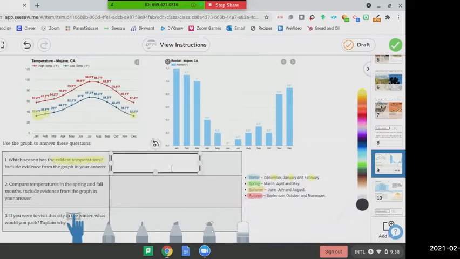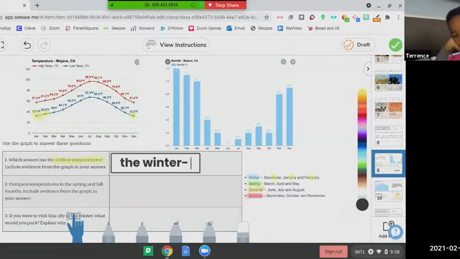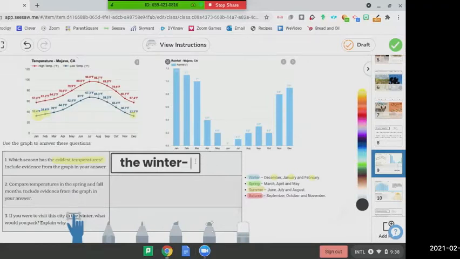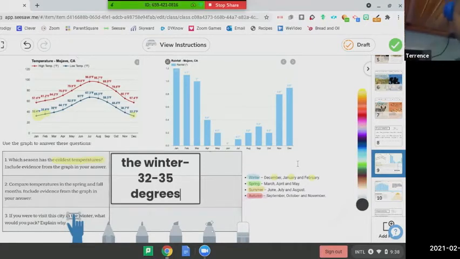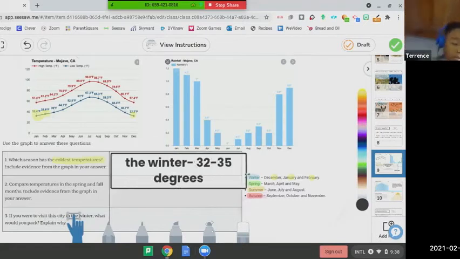So we're going to add that in here. Which season has the coldest temperature? The winter. Can you type it in the chat? In 1 second, please. And our evidence is that it is 32 to 35 degrees. Okay.